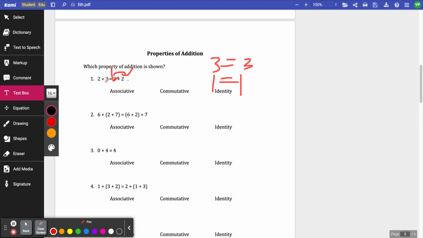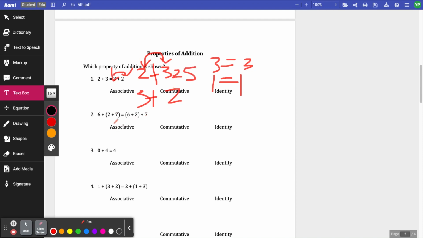And the commutative property is that you could switch either of these numbers. So 2 plus 3 is the same thing as 3 plus 2, right? That's basically what it's saying. As long as it's addition, it doesn't matter if you switch these two, it will still equal the same answer. So it still equals 5.